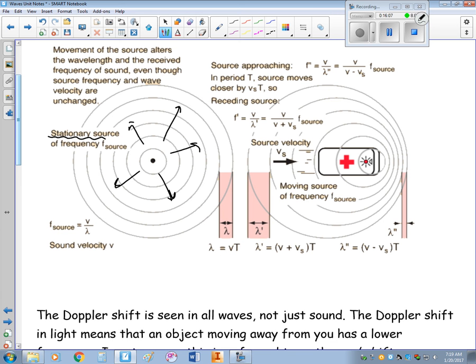However, if the object begins to move, it presses together the wave fronts in front of it. So the wavelength becomes shorter. Behind it, the wavelength gets longer. The speed of sound stays the same. So when we take a look at the speed equation, v equals lambda times f, if the wavelength gets smaller, the frequency must get higher. And if the wavelength gets longer, the frequency must go lower.